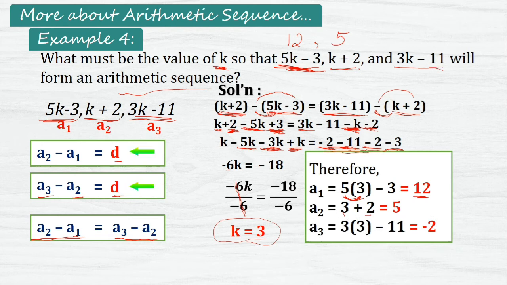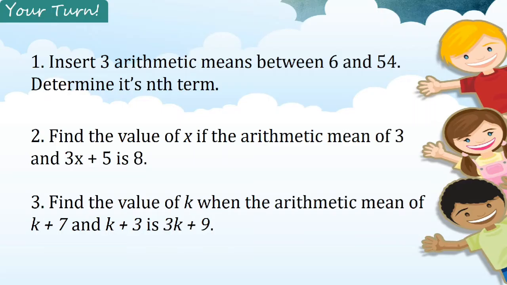Then, for the third term natin, 3K minus 11. So, 3 times K is 3, 3 times 3 is 9, minus 11, that's negative 2. So, yung third term naman natin ay negative 2. Okay? So, this is now the arithmetic sequence. For your turn, pause the video and try to answer these 3 problems here.